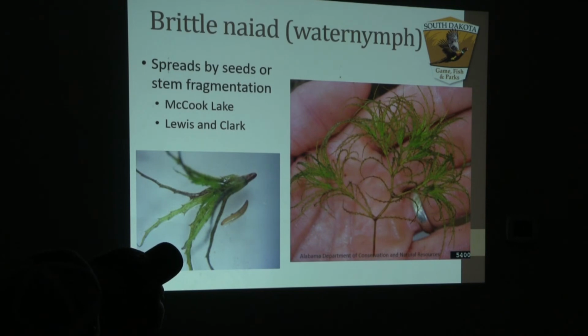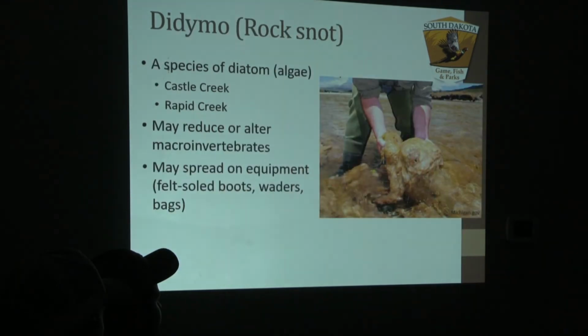Brittle naiad, this is fairly localized down in the far southeast part of the state, and it's very unique in its characteristics, as you can see on the right. It has almost a branching tendency off of its stems, and we don't have any other invasive species here in the state that looks anywhere similar to this, so try to have a photographic memory of that because it's fairly easily identifiable.